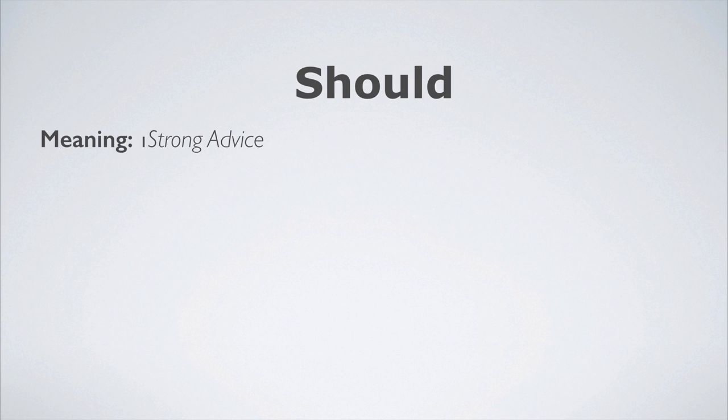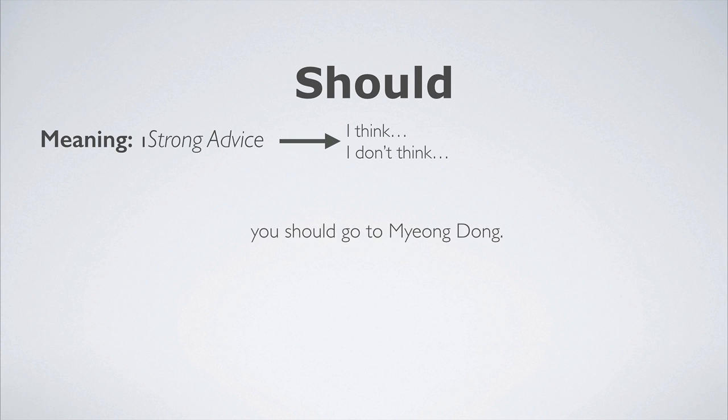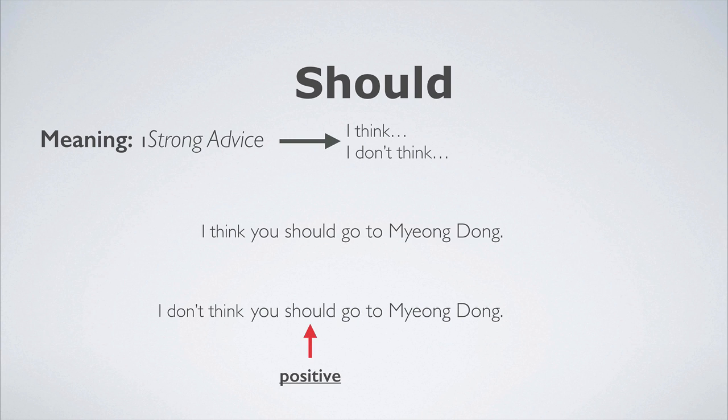Now let's take a moment to focus on each meaning individually. First, we'll look at using should to give strong advice. With this meaning, should is often preceded by I think or I don't think. For example, when Sung-won said, "You should go to Myeongdong," she could have said, "I think you should go to Myeongdong." Or if she had said, "You shouldn't go to Myeongdong," she could have said, "I don't think you should go to Myeongdong." Notice how the modal, should, is now positive. Okay, on to using should to say what is right morally.